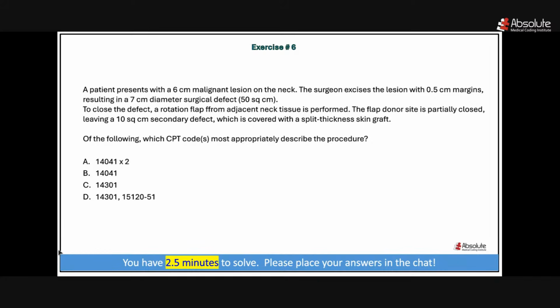Okay, coders, quickly, I will give you around 1.5 to 2 minutes for this one. Okay, let's do it.